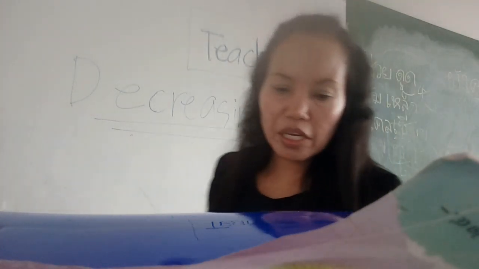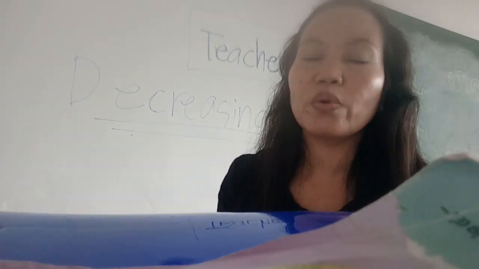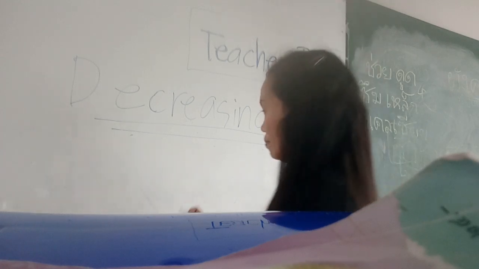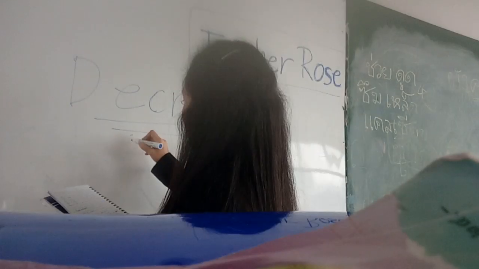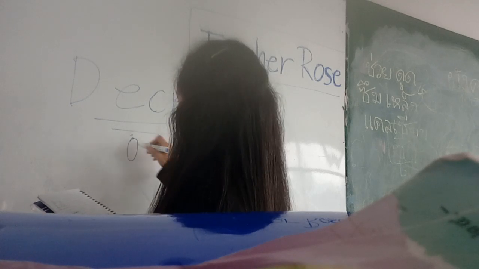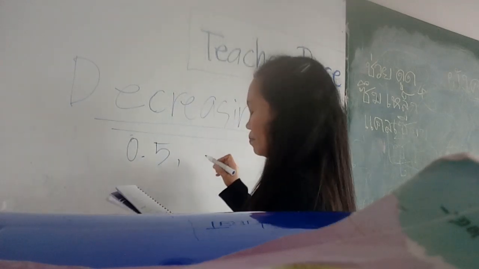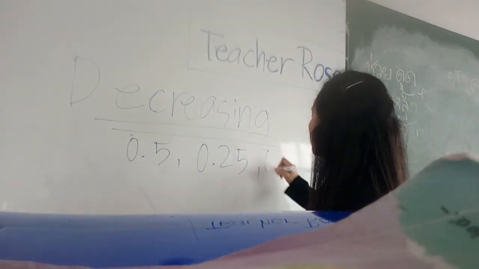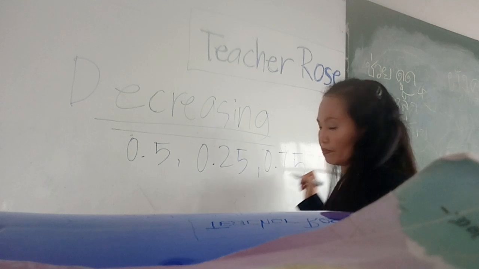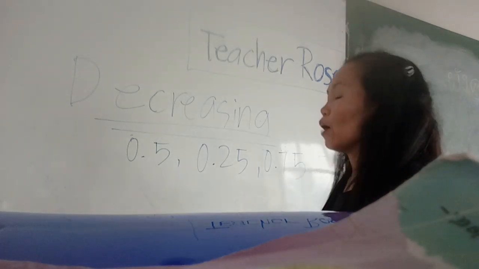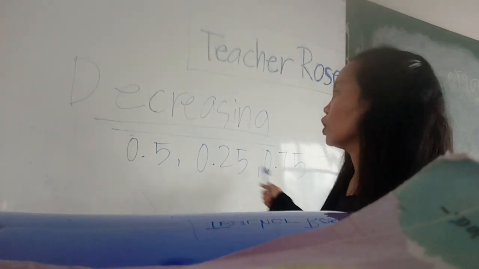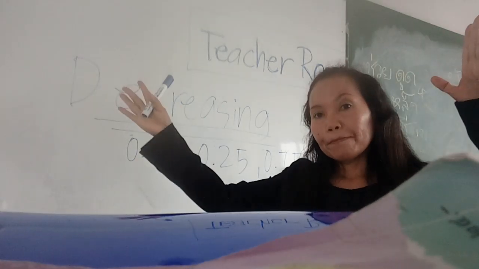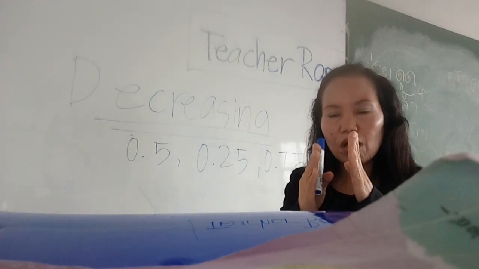Now, let me give you same example and we're going to arrange them into decreasing order. Okay? 0.5, 0.25, and 0.75. How are we going to arrange this into decreasing order? Remember, decreasing is from big to small.